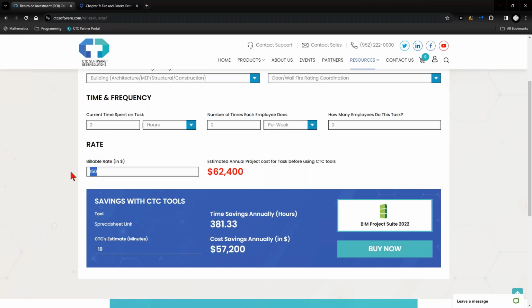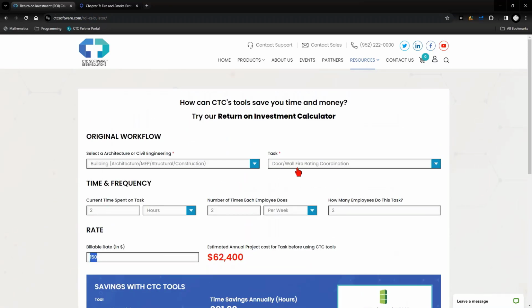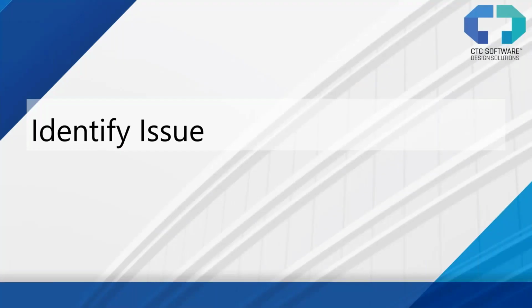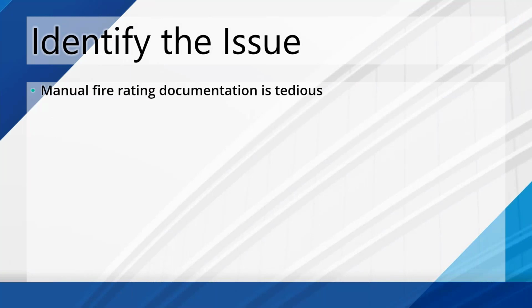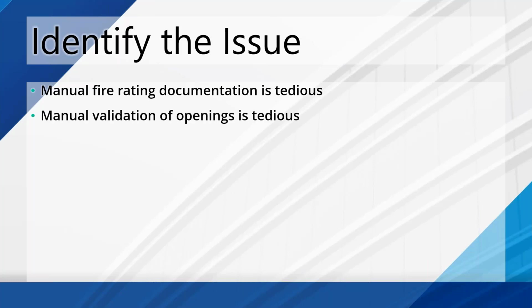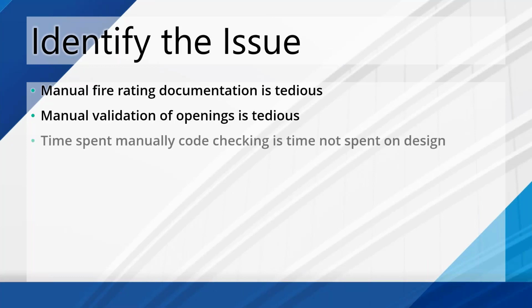So the whole point of this discussion today is just how do we achieve this particular thing, door and wall fire rating coordination, and wall fire ratings in general, how do we deal with this? So real quick, let's just outline this issue. Manual fire rating documentation is incredibly tedious. For wall fire rating manual documentation, placing tags, placing graphics, that manual process is tedious. That wasn't even outlined in that workflow that I just did. Manual validation of openings within those walls is equally as tedious. That's the 2 hours I was talking about for time savings.